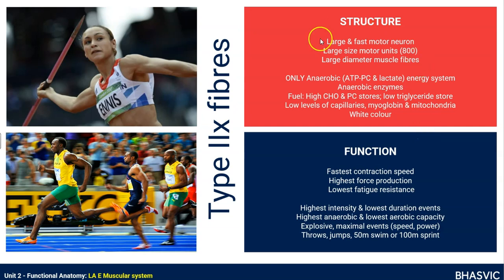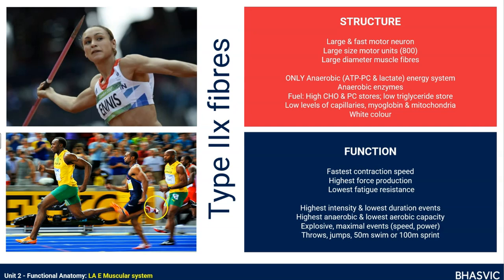So how do they work? They've got those structural characteristics. How do they work then? Well, they are the fastest to contract. We know that because these are great for our fast, powerful contractions. Fastest contraction speed, highest force production. Unfortunately though, because of those things and because of the way they work anaerobically, they have the lowest fatigue resistance, and that means they get tired quite quickly.